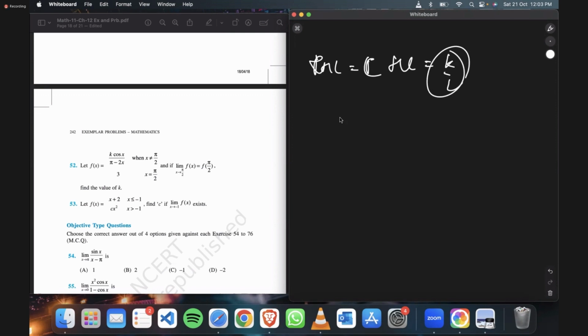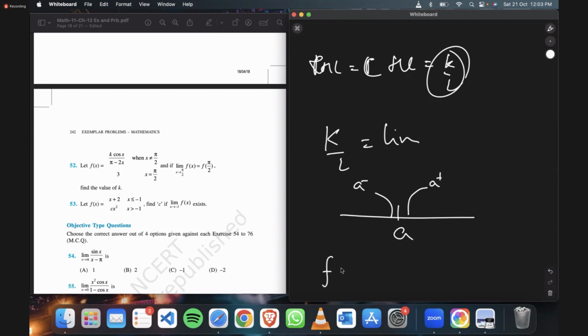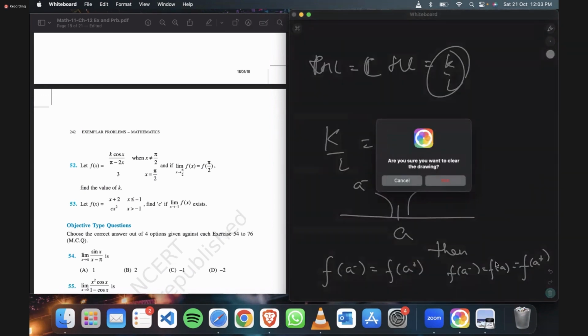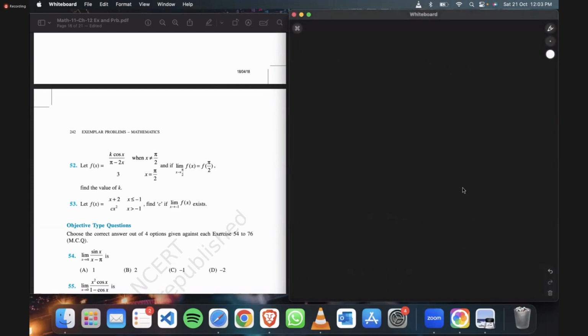Now what can we do further? We can just put in the value k by 2 for x equal to pi by 2. Now, from the sandwich theorem, we all know that we have to find the limit at some point a, and if the limit at a minus is equal to the limit at a plus, then it will definitely be equal to the limit at a. Like if f a minus is equal to f a plus, then f a minus is equal to f a is equal to f a plus. Okay. So we have found the value k by 2 for x minus and x plus.